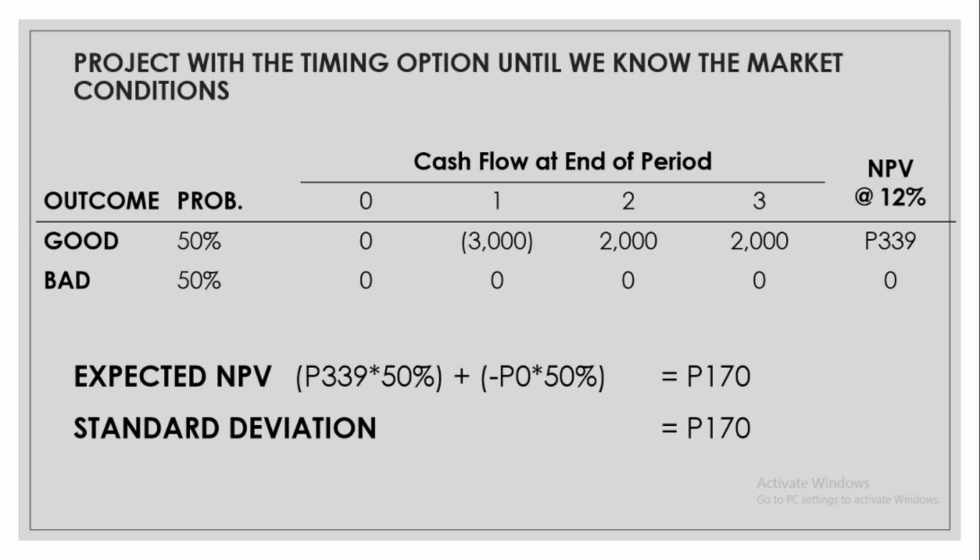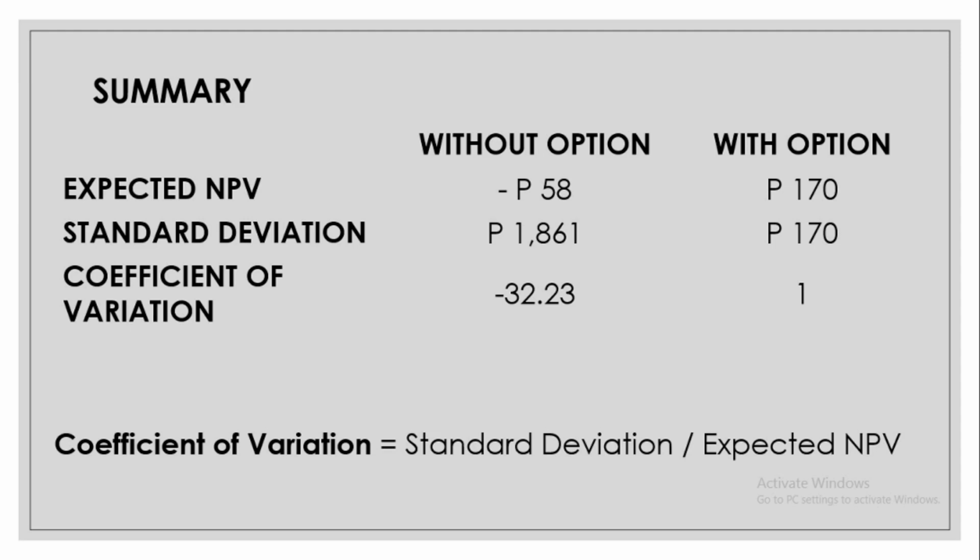So to compare, the expected NPV is negative 58 without option and 170 with option. Standard deviation without option is 1,861 and with option 170. So we compute their CV, and the CV without option is negative 32.23 while the project with option is 1. So we know that the project with investment timing option is the better project. Now, let's compute the value of the option.